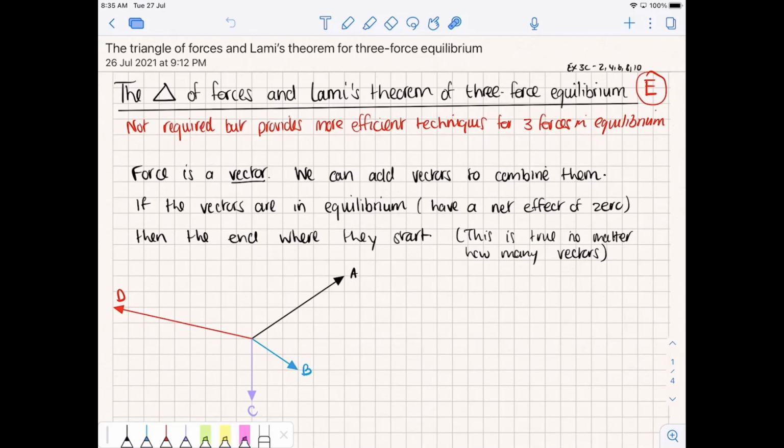It's not required. You don't have to be able to do this. You can continue resolving forces like you've been resolving them before by splitting them up into components. However, this does provide more efficient techniques if you have three forces in equilibrium. So the important thing here is three forces, and they must be in equilibrium. It's going to present a unique opportunity for us to use previous knowledge to help us solve these problems maybe a little bit faster.